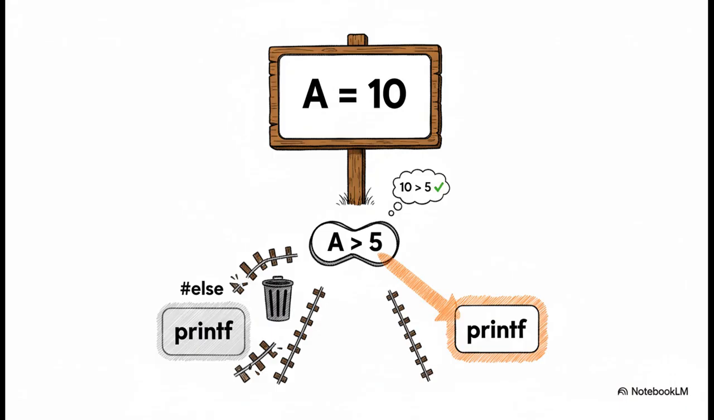Let's look at this in action. Remember we defined A as 10? So the preprocessor sees this line, #if A greater than 5. It asks, is 10 greater than 5? Yep, it sure is. So it keeps that first printf statement. And the code in the #else block? Poof! It's just gone. The compiler will never even know it was there.